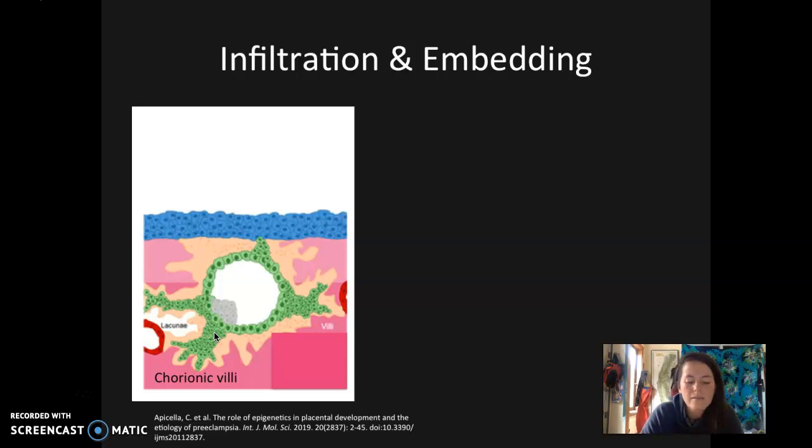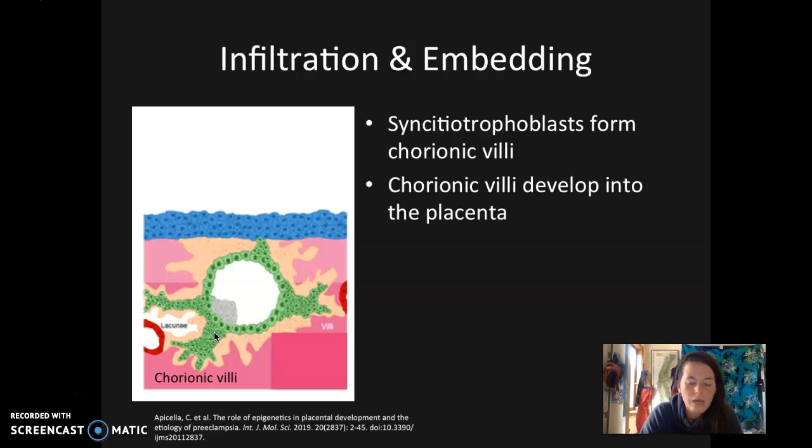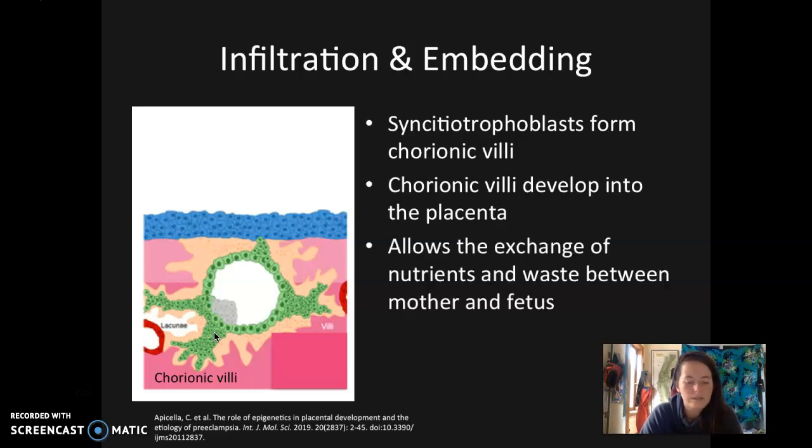Chorionic villi release enzymes that break down the walls of the maternal blood vessels, creating pools of blood that surround the zygote. As fetal blood vessels eventually develop within the chorionic villi, they're able to come into very close but not direct contact with those pools of maternal blood. This allows for a transfer of nutrients and waste between the mother and fetus without actually mixing their blood. So as you might have guessed, this structure is what forms the placenta.